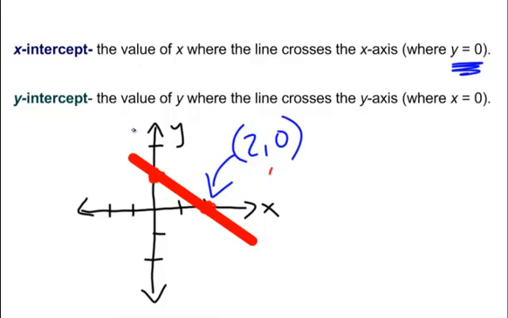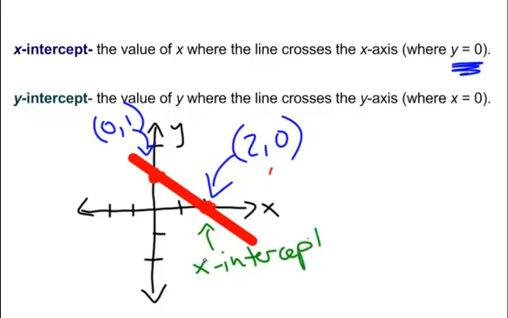Wherever it touches the y-axis, here it's at 0, 1, is the y-intercept. The y-axis intercepts that line. It's wherever they intersect. And notice, x is equal to 0 on the y-intercept. So the y-intercept is wherever it touches the y-axis, the x-intercept wherever it touches the x-axis. We're going to use this to graph. Okay, make sure you have all that written down. Let's write this down as well: x-intercept and y-intercept.